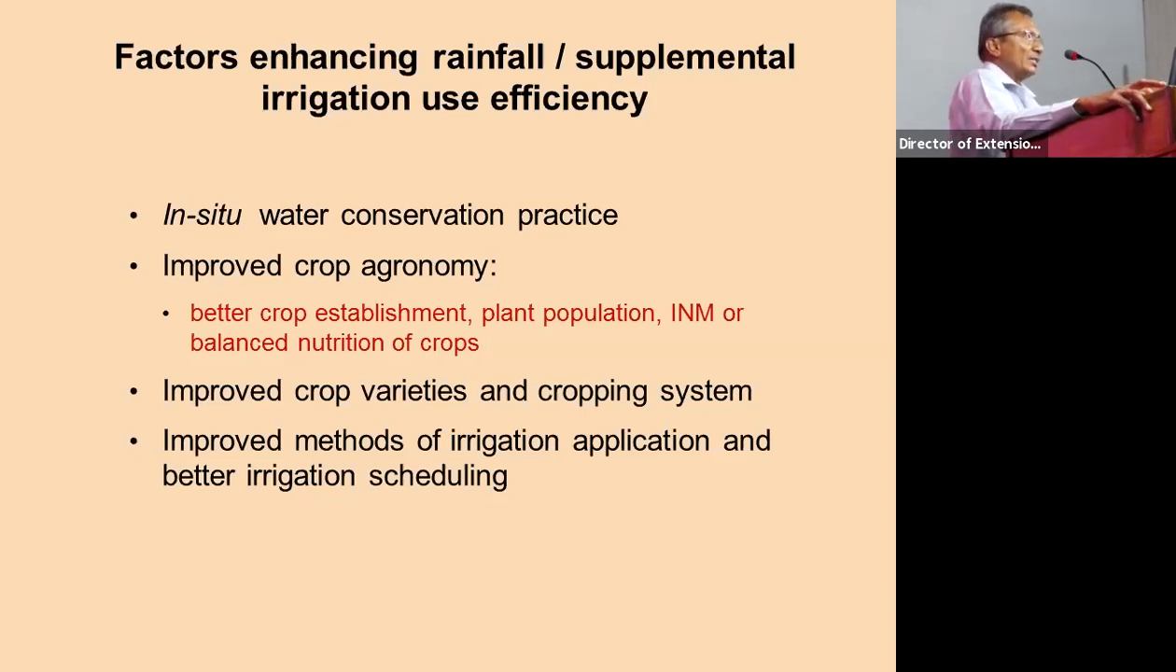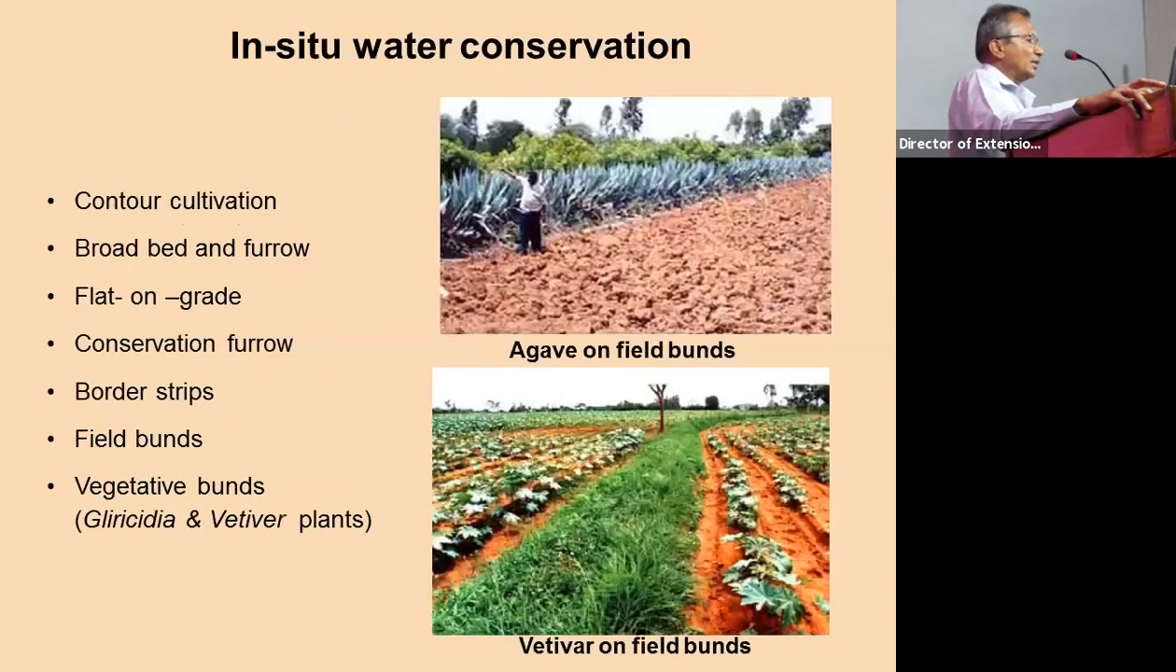Improved methods of irrigation application and better irrigation scheduling are more important. How best can we use the available water effectively, with the method of irrigation application and irrigation scheduling. So in-situ water conservation includes contour cultivation, broadbed and furrow, flat and grade, conservation furrows, border strips, field bunds, and vegetative bunds, which will improve soil moisture availability on the surface of the soil, as well as water storage in the deep layers.